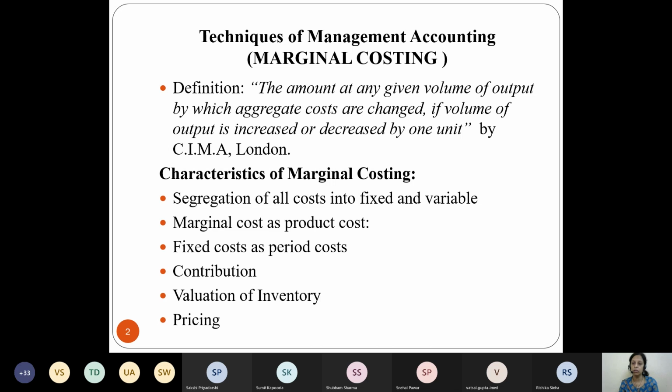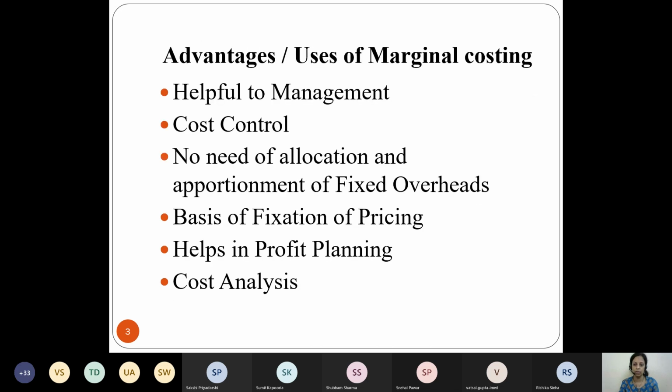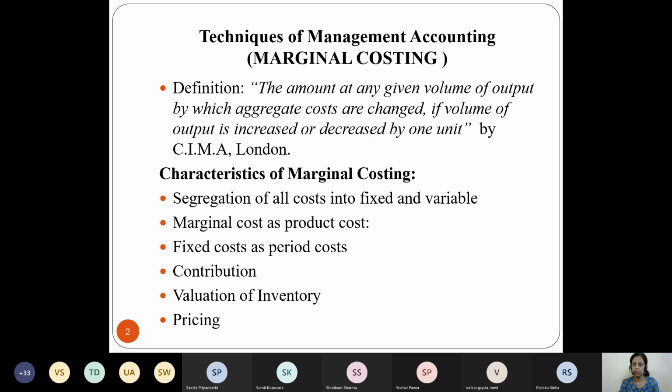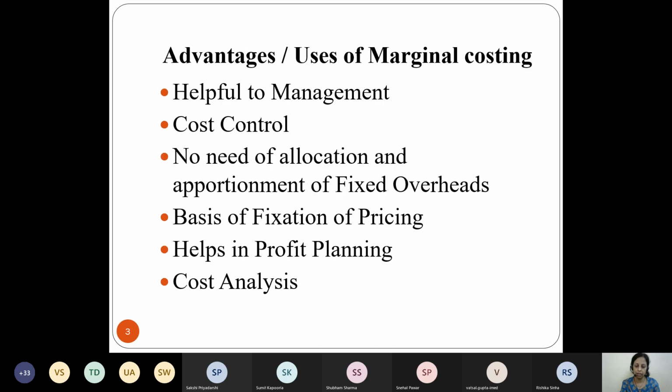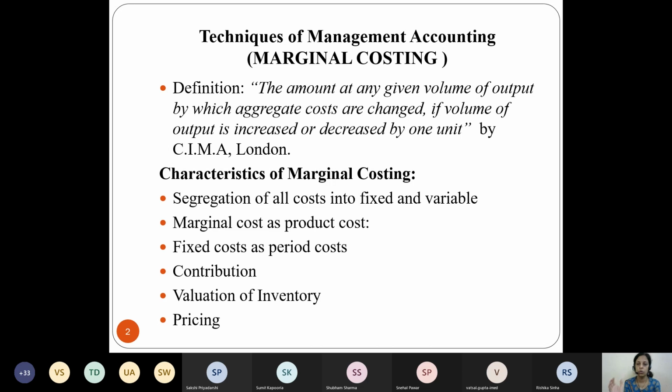Now the question will come to your mind, why we are doing this? Understand, when you classify the costs as variable and fixed, the variable costs are the controllable costs, so we are taking them together as marginal cost. And the fixed costs are fixed in nature. Whatever be the volume of production, the cost remains fixed. So fixed cost you cannot touch.